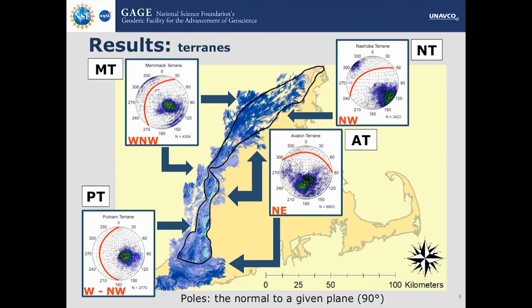Now for the Putnam terrain, which is in the bottom left, the cluster is plunging towards the eastern, or well, kind of sort of the southeastern degree, and so the plane would be dipping towards the northwest to west, and for the rest of them.